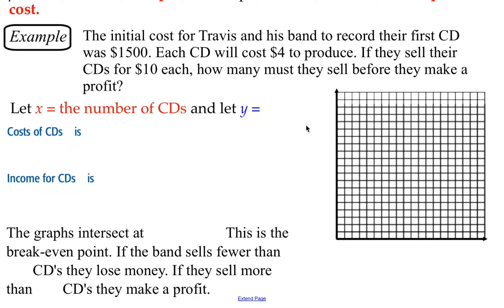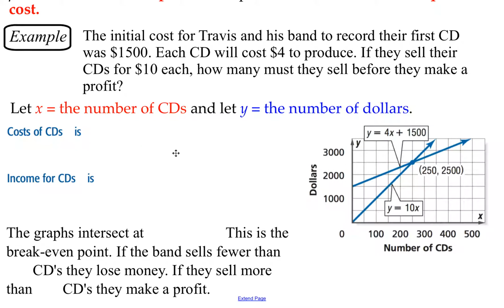We're going to let x be the number of CDs, and we're going to let y be the number of dollars. So the cost of the CDs is going to equal 4x plus 1,500. It's $4 for each CD times the number of CDs you sell. That's what it costs them to produce the CDs. Plus they've got that flat rate of 1,500.